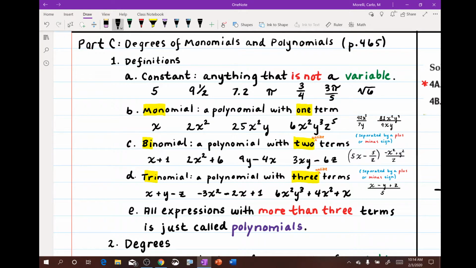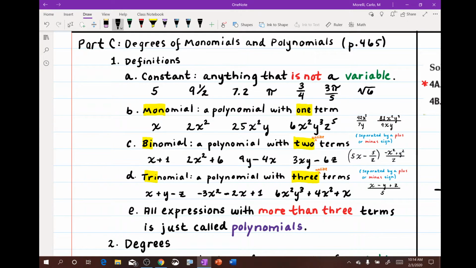Okay, B, monomial. So monomial is a type of polynomial, but it only has one term. Now, it doesn't necessarily mean one letter, okay? It means something with just one term. In other words, one thing grouped together, not separated by addition or subtraction. So you look at these examples, give you a clue: x, 2x squared, 25x squared y, 6x squared y cubed z to the 5th.